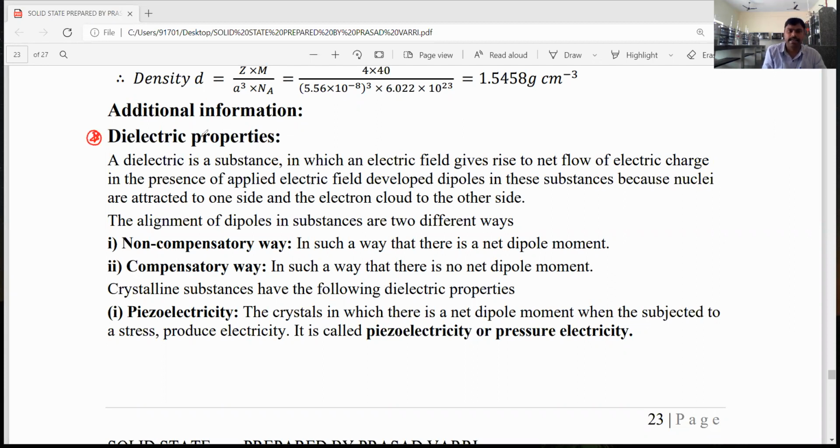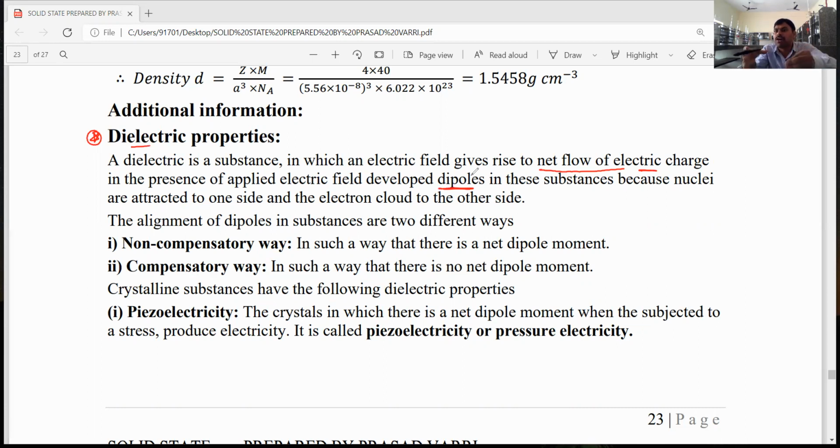Let's see dielectric properties. Dielectric property is nothing but the property of a substance when the substance is placed in an external electric field. When a substance is placed in an external electric field, it gives rise to net flow of electric charge and develops electric charge, as well as develops dipoles. Dipole means what, dear students? Positive and negative ions. It develops dipoles in the substance.